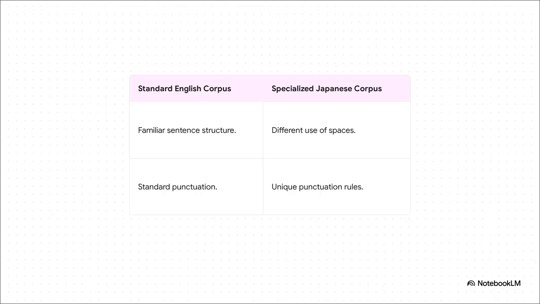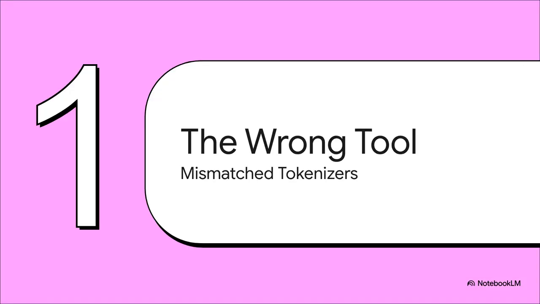And this is exactly what that struggle looks like. On the left, you've got standard English text, totally predictable for a model that was trained on the internet. But look at the right, a Japanese corpus. The structure, the punctuation, the way spaces are used or not used, it's a completely different world. A tokenizer trained only on English is going to be absolutely lost here. So you see, the issue isn't that the model is broken. It's a classic case of using the wrong tool for the job. It's like trying to read a new language using an old, completely mismatched dictionary. It's just not going to work.